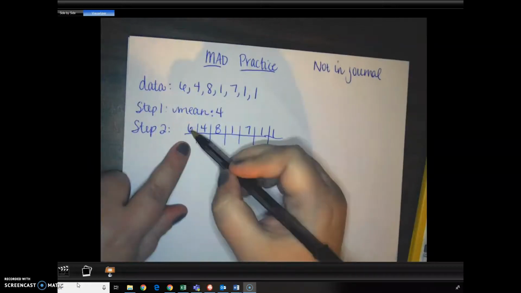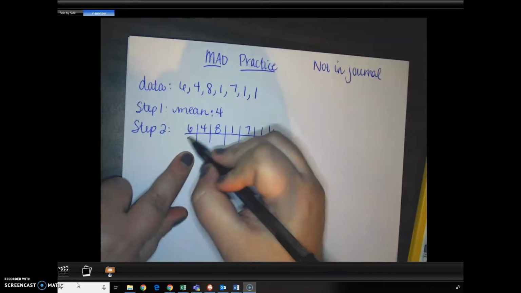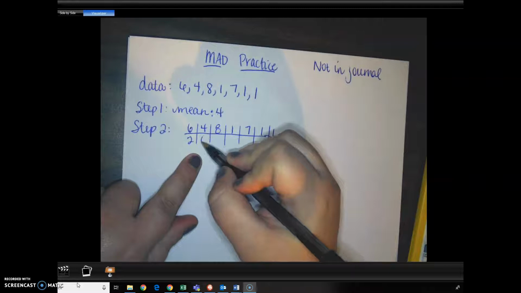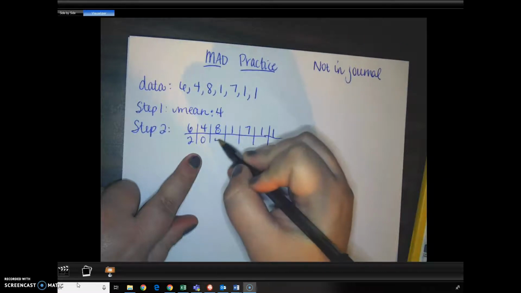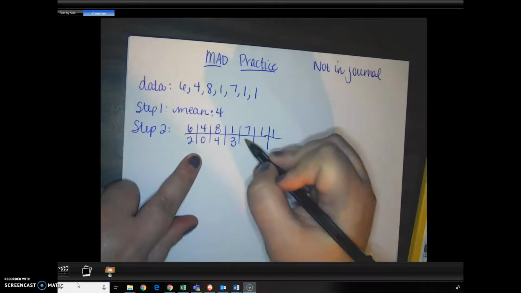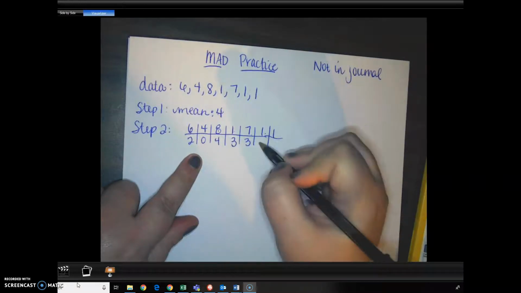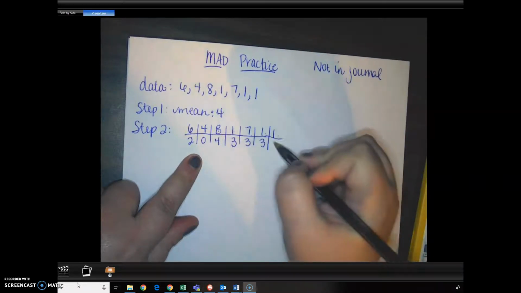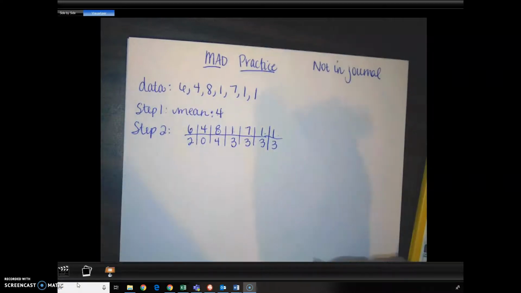So how far away is 6 from 4? 2. 4 from 4? 0. 8 from 4? 4. 4 from 1? 3. 4 from 7? 3. 4 from 1? 3. 4 from 1? 3. Okay, that's my step 2.